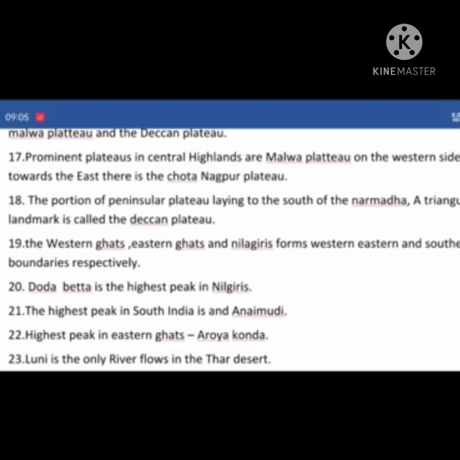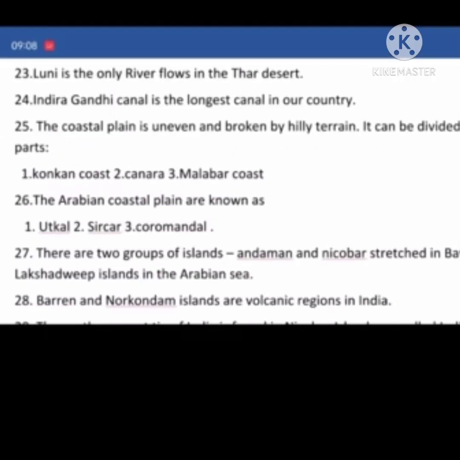Next, coastal plain, Eastern Ghats and Western Ghats. The Western Ghats, Eastern Ghats and Nilgiris form the western, eastern and southern boundaries respectively. Dodabetta is the highest peak in Nilgiris. The highest peak in South India is Anaimudi. The highest peak in Eastern Ghats is Aroma Konda. Next, the Thar desert. Luni is the only river flowing in the Thar desert. Indira Gandhi Canal is the longest canal in our country.